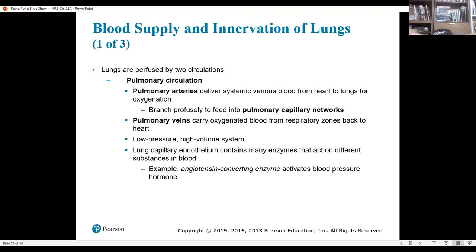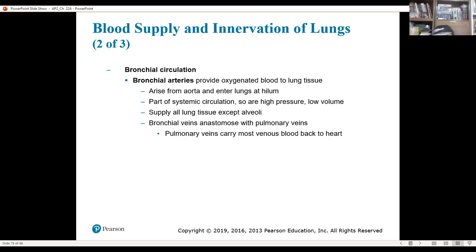All right, so those veins carry oxygenated blood from the lungs back to the heart. Those veins are low pressure, high volume. The endothelium in the lungs has lots of enzymes that act on things in the blood. For example, angiotensin converting enzyme activates blood pressure hormones. We'll talk more about that in endocrine in a little bit.